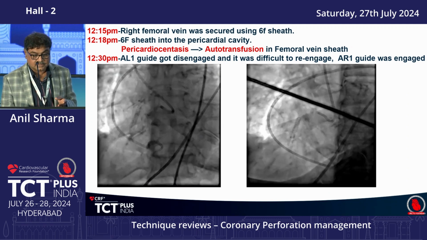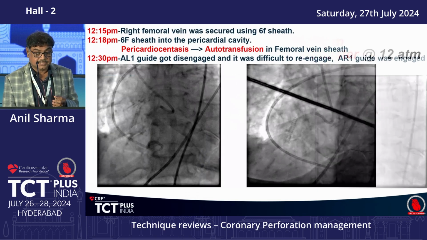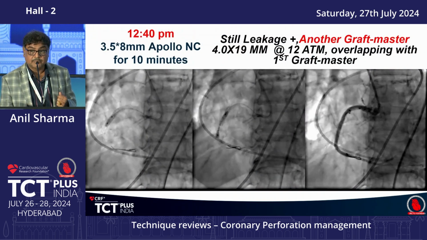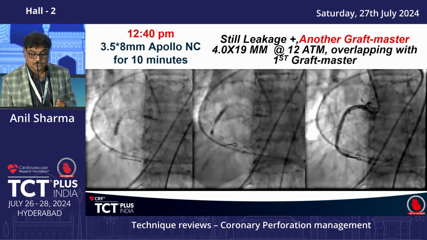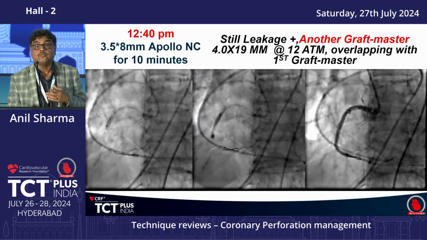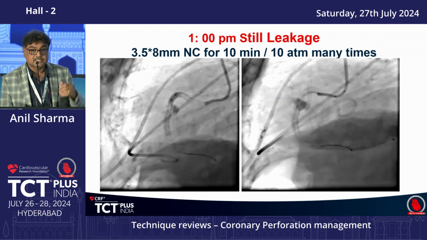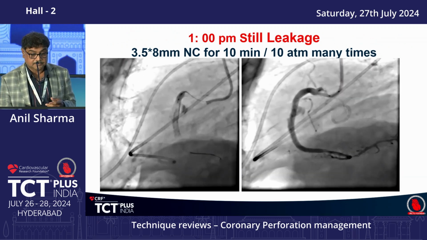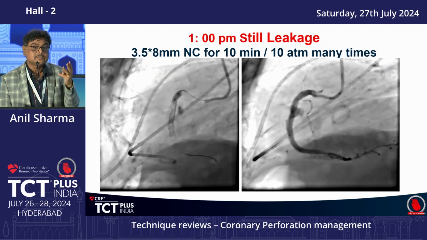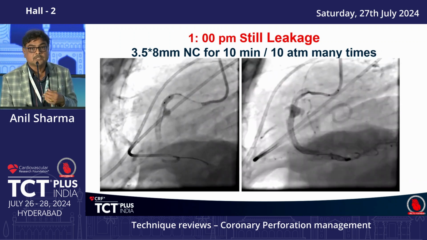I put the Graftmaster 3.5 by 19, but still you can see ballooning 10 minutes, 10 pressure, 1:1, still continuing. Second Graftmaster, I said it may be little size, so 4 Graftmaster. Still little less, but still 1 p.m. Then I said 3.5. I had 3 Graftmasters, 3.5, 4 I used, I had another 2.8, so it's useless. So I said what to do?